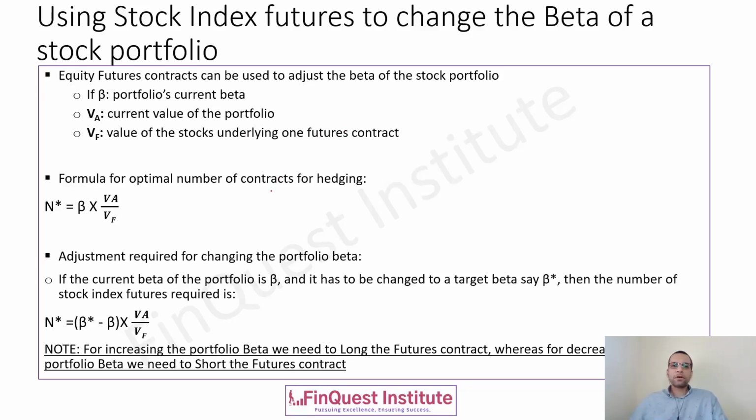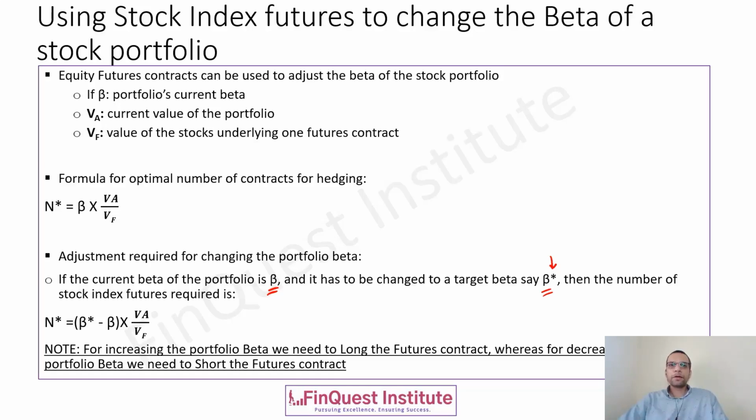Now, the formula for the optimal number of contracts to be hedged. This is the formula which we discussed on the previous slide. We calculate N star using beta, the current value of the portfolio, and the current value of the stocks underlying the futures contract. Now, if we want to adjust the beta from the current value to a certain target value beta star, so the fund manager wants to move from the beta currently depicted by beta for the portfolio to a certain number beta star, this transition has to be done. To make that transition, we can take a position in futures contracts. The adjustment is given as N star equals beta star minus beta, multiplied by VA by VF.